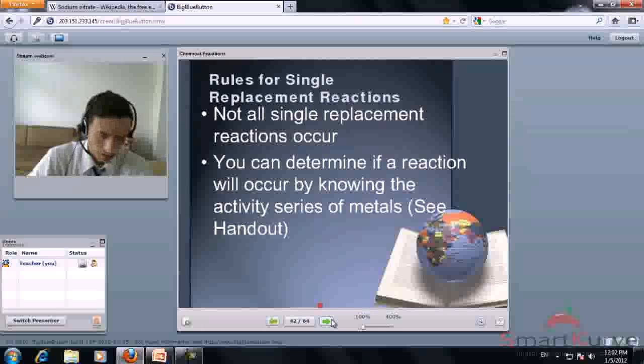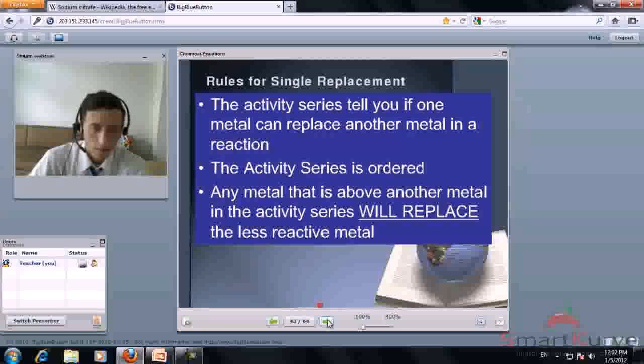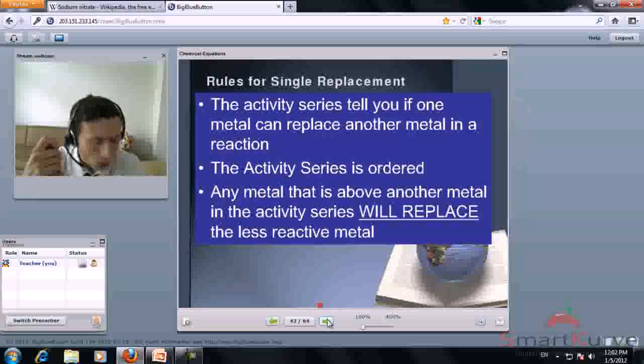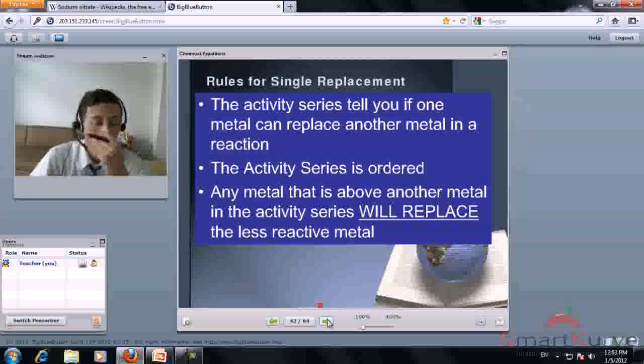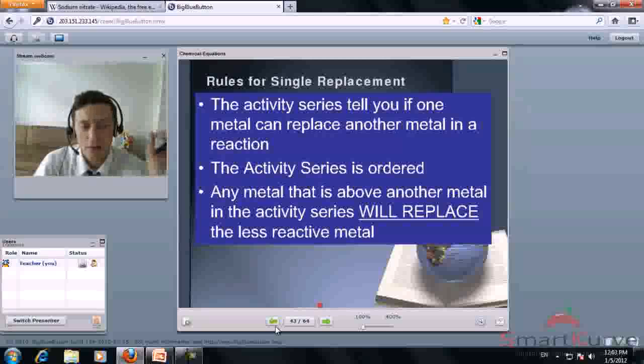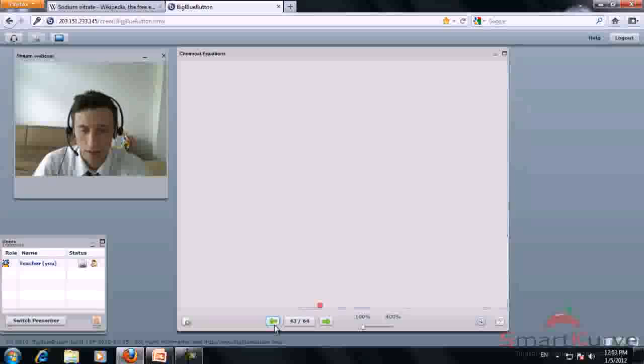In our series, notice the more reactive metal will always replace the less reactive metal. Look at that point 3. Any metal that is above another metal in the activity series will replace the less reactive metal. Look at that again. The more reactive metal will replace the less reactive metal.